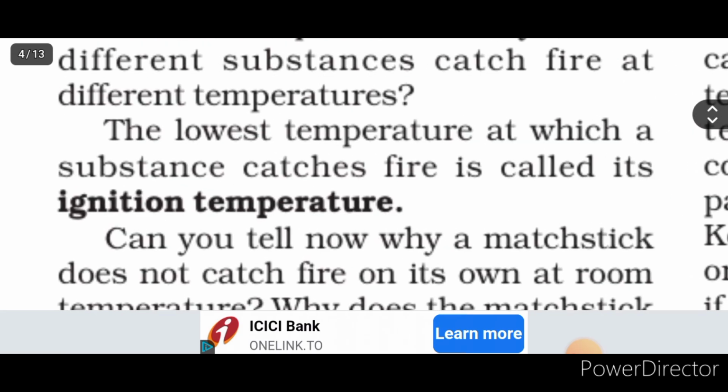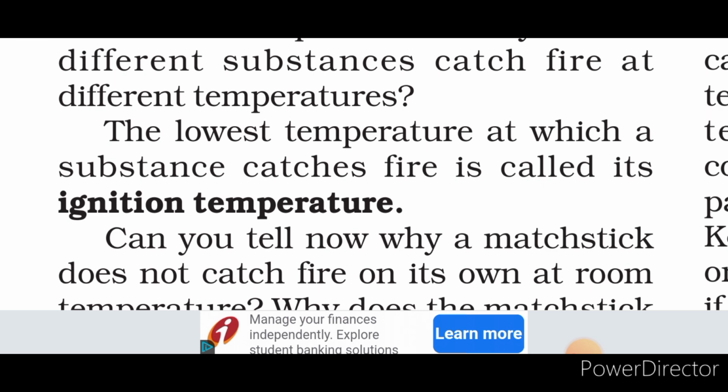Ignition temperature. The lowest temperature at which a substance catches fire is called its ignition temperature.